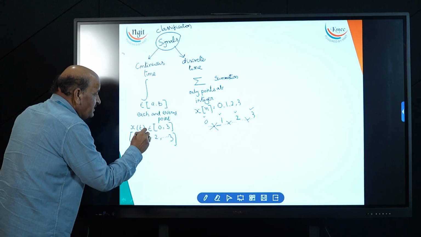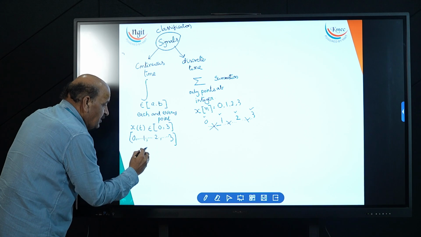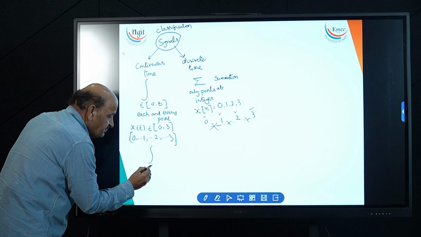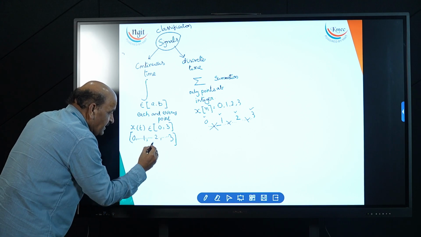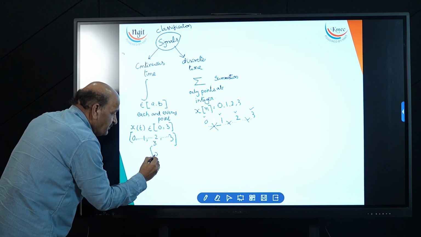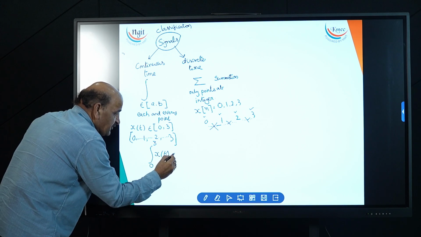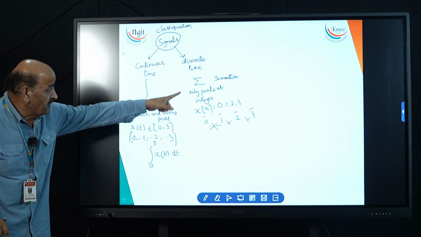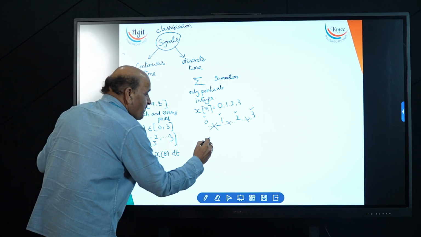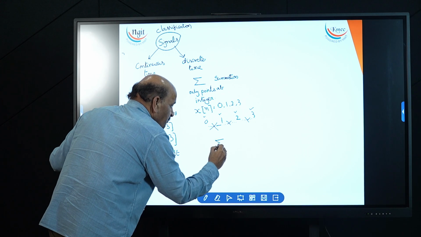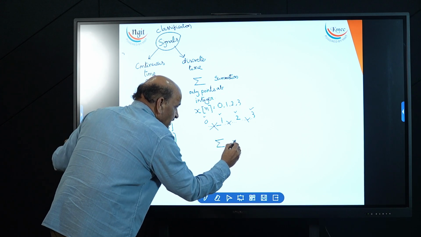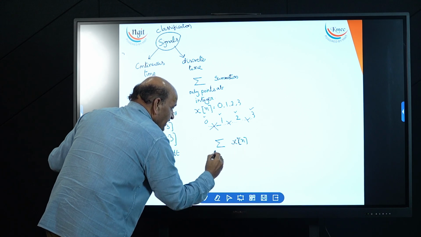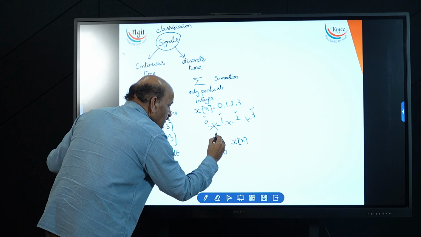Now, in this case, this is continuous because of the closed interval. So, for the calculation, we have to use integration, with the starting value 0 and the ending value 3, for example, of the given signal x of t dt. We write it like this: x of t dt. For the same case here, we have to write a summation, using x of n, where n is equal to 0 to 3 only.